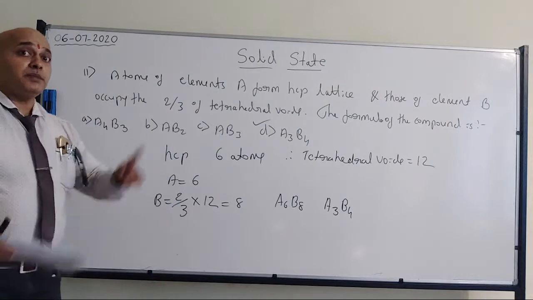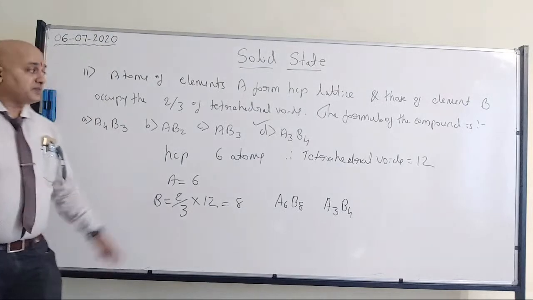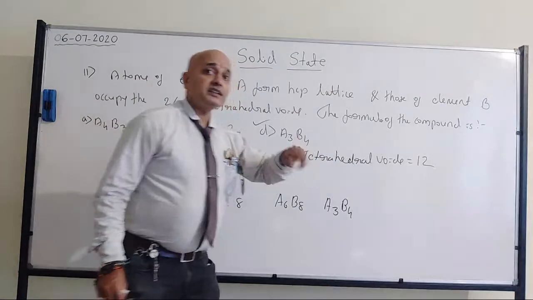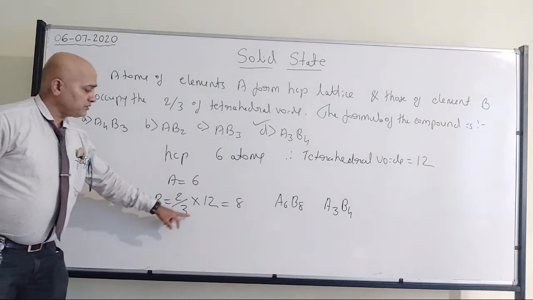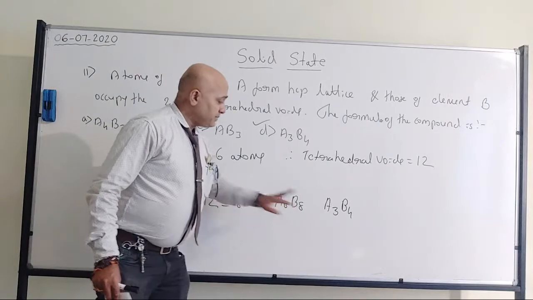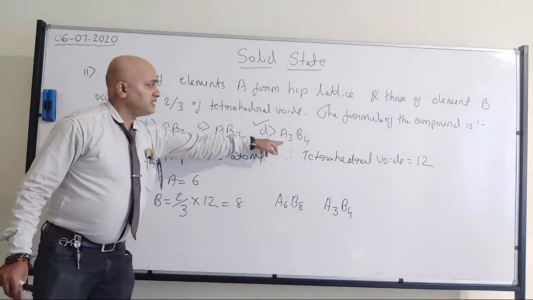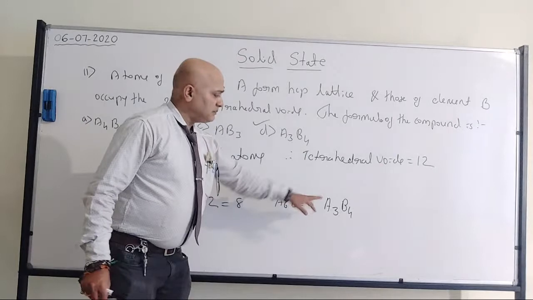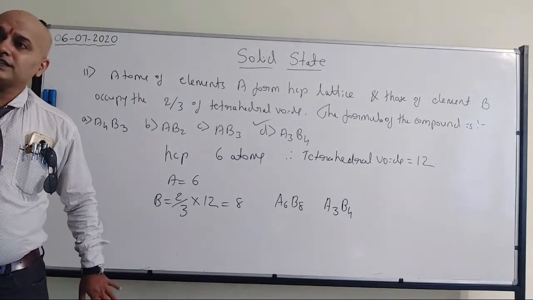Once again, you should remember the number of atoms in a unit cell in SCP. That was 6. N is equal to 6 means tetrahedral voids are 2n, that means 12. So A is equal to 6, B is equal to 2/3 of the tetrahedral voids, so it will be 8. So A6B8. If you had A6B8 as one of the options, you should have gone for that. But since it is not there, we further simplify it and get A3B4. All of you have understood?